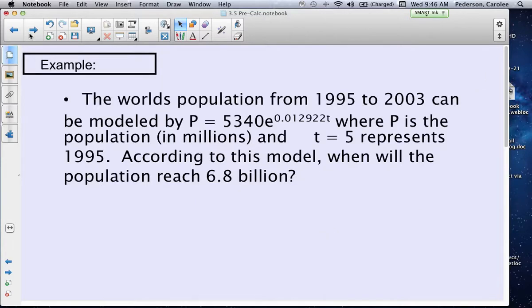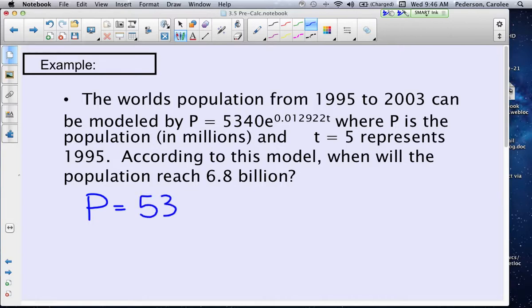All right, this word problem is lengthy. I'm going to highlight what I do want you to write down. You don't have to write down the whole paragraph. So what I want you to write down is this formula: P equals 5,340 E raised to the 0.01292 T.